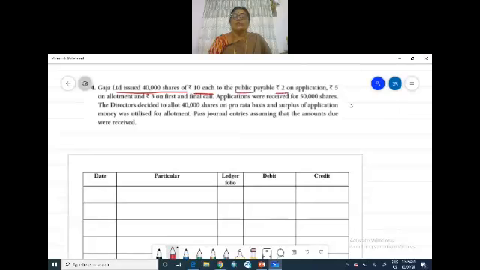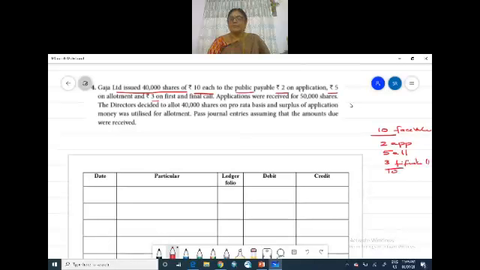Okay. 2 on application, 5 on allotment, 3 on first and final. 10 rupees is the face value. Okay, that is the face value. You are going to get 2 on application. You're going to get 5 on allotment. You're going to get 3 on first and final call. Okay, first and final call. So that comes to 10 rupees.